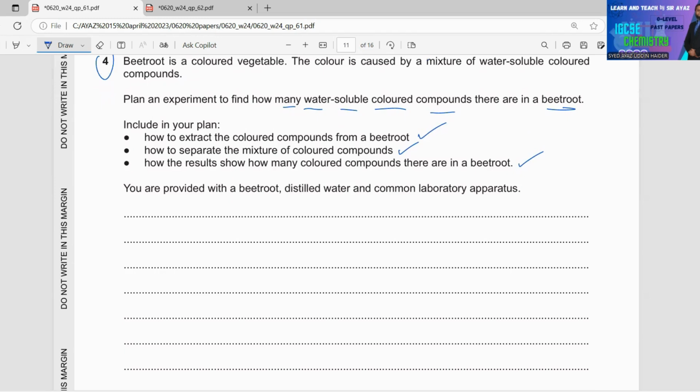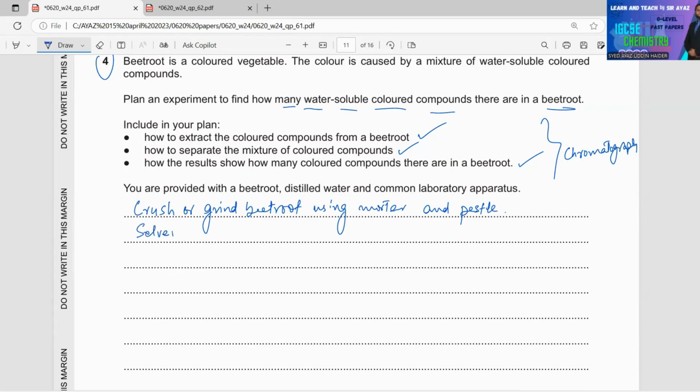By looking at the question, it's definitely clear that you have to go for the method of chromatography. So it must be chromatography. First of all, we need to crush or grind this beetroot. The next step, name the apparatus used in this case: using mortar and pestle. Dissolve this in water. Now the solvent used is water. You will write solvent used is water.